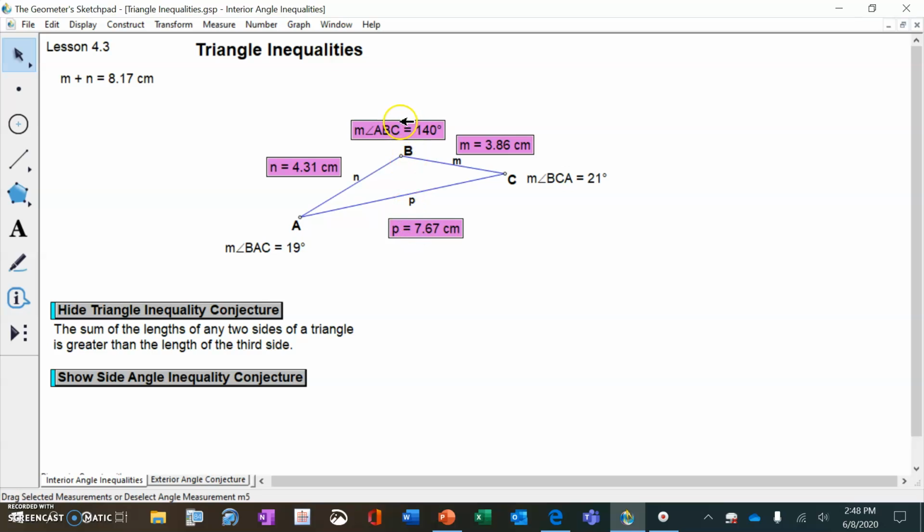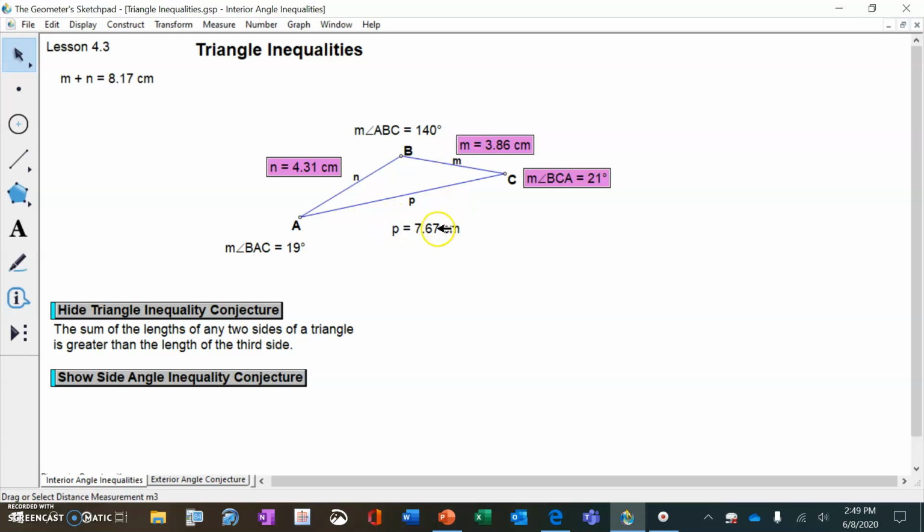The side opposite from the angle that is 140 is 7.67. Okay, so the biggest angle and the biggest side are across from each other. Okay, let's look at the smallest angle. So the smallest angle is 19 degrees, and I look at the three sides. I'm going to knock out these two because they're not the smallest. This is the smallest. So the smallest angle is across from the smallest side. And now if I look at the medium-sized angle, that's that guy. Across from him is the medium-sized side.